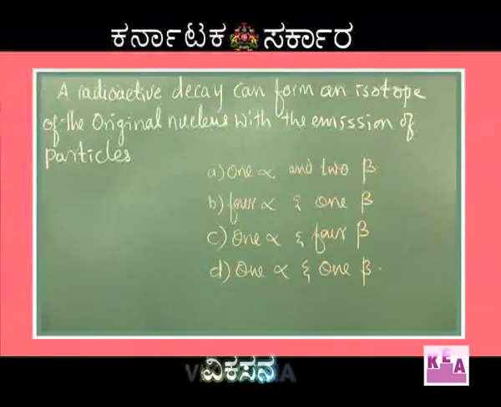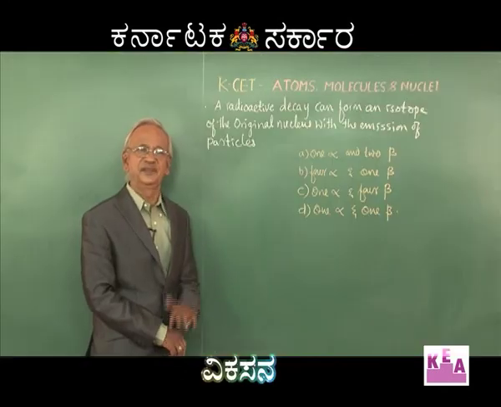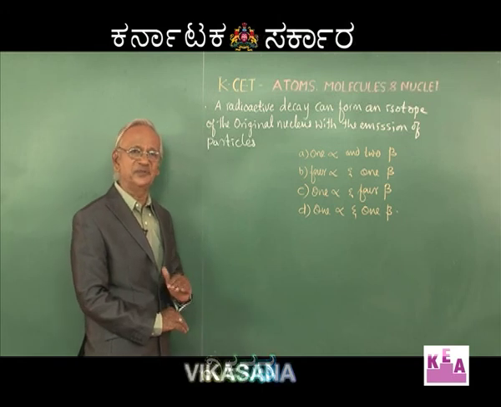Next question is, a radioactive decay can form an isotope of the original nucleus with the emission of particles. In case of such a question, let us have a look at the options. First option is 1 alpha and 2 beta, 4 alpha and 1 beta, 1 alpha and 4 beta, and 1 alpha and 1 beta. So, when you go through these options, definitely you get confused. That is how the questions will be framed sometimes.